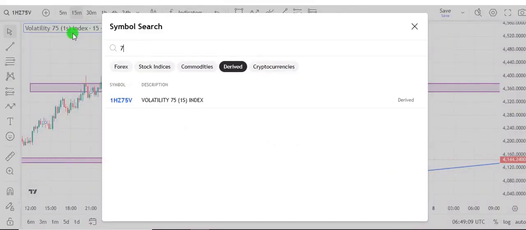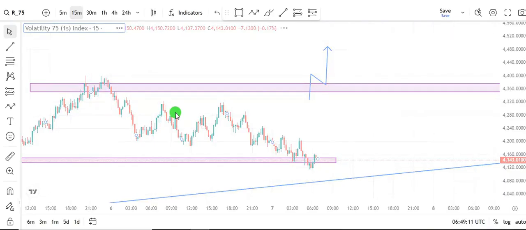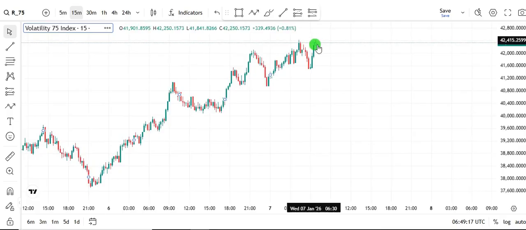So let's go straight to 75 itself, which I usually call the younger brother. Now here is 75, and of course on 75 we're starting with the H4.